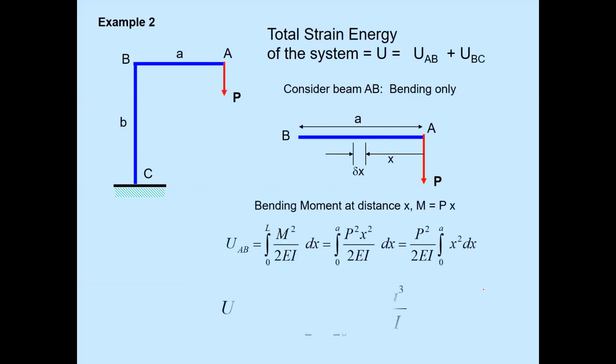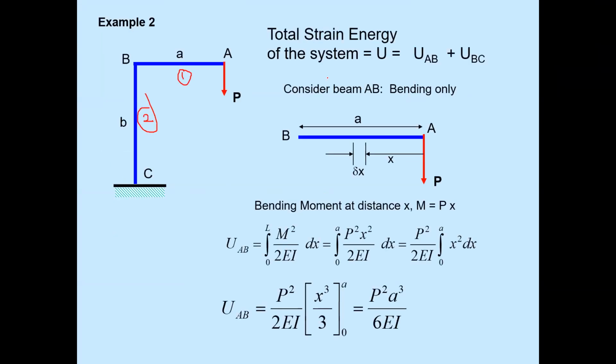Now the second example. It is a very simple example. We first took the one member example, now we are taking the two member example. Member 1, member 2. Member 1 is from A to B. Member 2 is from B to C. Total strain energy of the system will be comprised of the strain energy stored in member AB, that is member 1, and the strain energy stored in member BC, that is member 2.